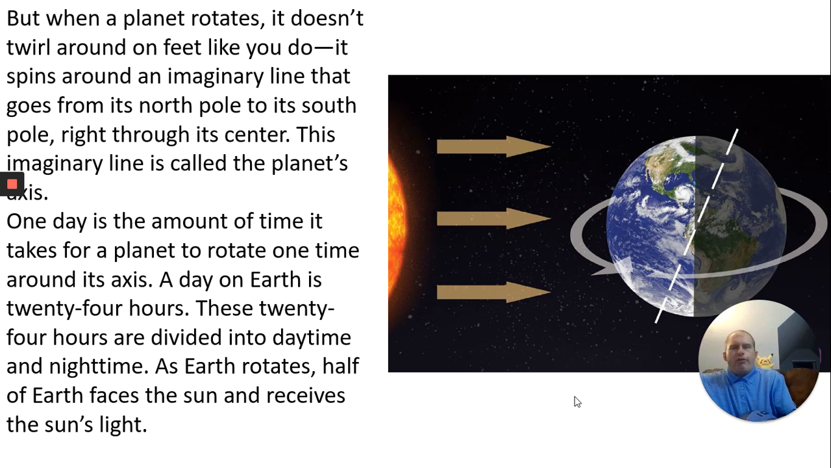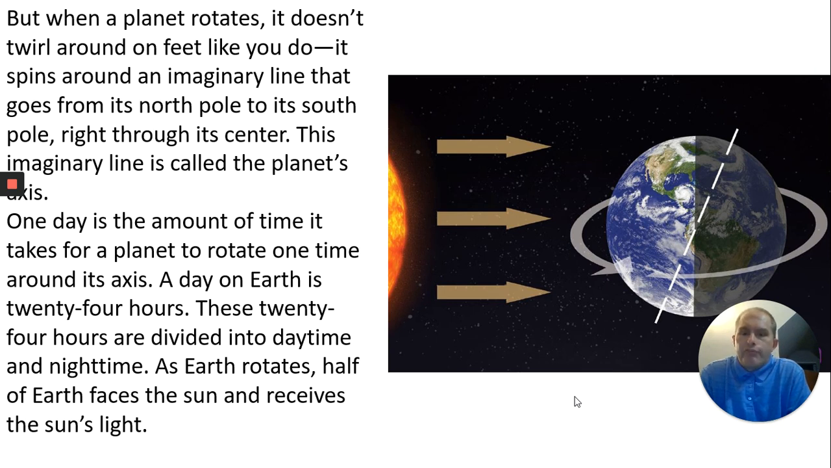But when a planet rotates, it doesn't twirl around on feet like you do. It spins on an imaginary line that goes from the North Pole to the South Pole, right through its center. The imaginary line is called the planet's axis. One day is the amount of time it takes a planet to rotate one time around on its axis. A day on Earth is 24 hours.